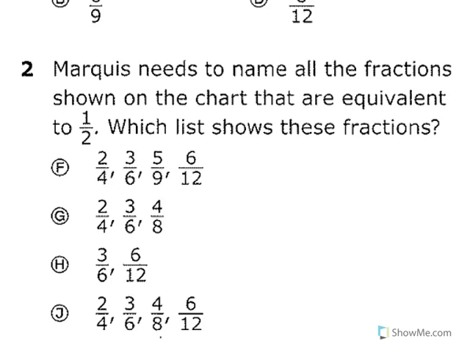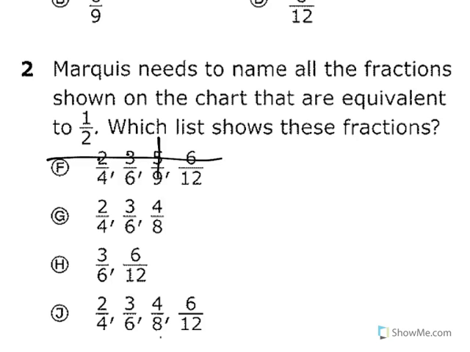Question number 2. Marcus needs to name all the fractions shown on the chart that are equivalent to 1/2. Which list shows these fractions? Okay, I'm going to go ahead and look at the first answer choice. We know that in order for a fraction to be equivalent to a half, the denominator has to be twice the numerator. So 2/4 is equivalent, 3/6 is equivalent, 5/9 is not equivalent because 5 is not half of 9. And so we can eliminate answer choice F.